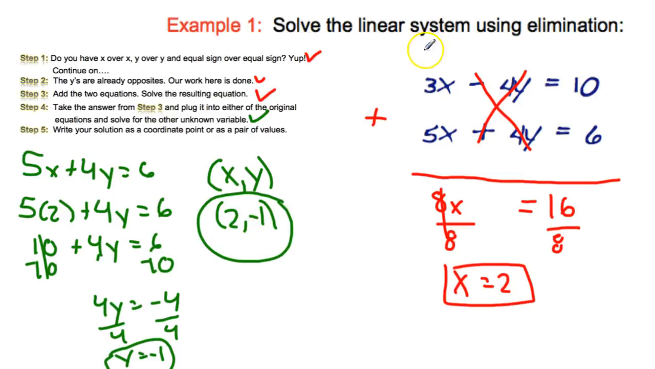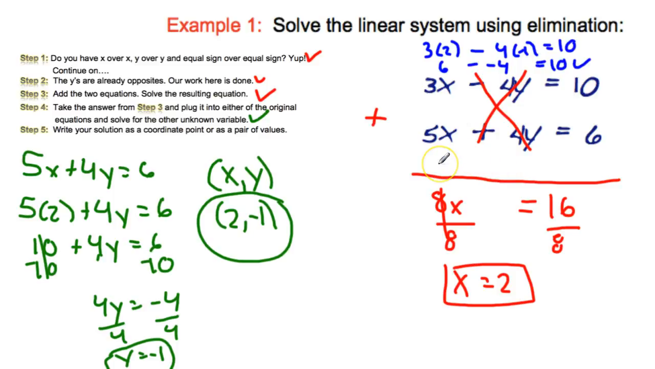So the x is 2. 3 times 2 minus 4 times the y, which is negative 1. Does that equal 10? Well, 3 times 2 is 6, minus 4 times negative 1. 4 times negative 1 is negative 4, so this is going to be a minus a negative 4. So 6 minus minus 4, does that equal 10? It does. This becomes a plus. 6 plus 4 is 10.